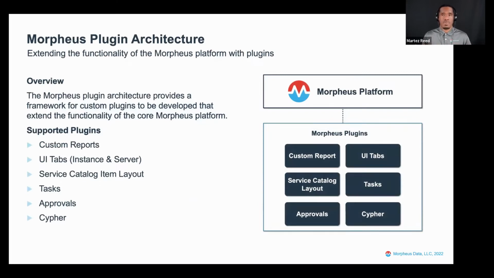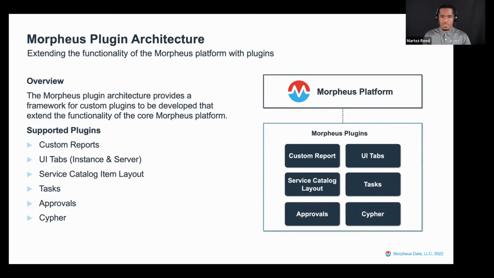Custom reports within the Morpheus platform is a plugin. The Morpheus platform has a plugin architecture that allows the platform to be extended to serve new use cases that are often business specific. So a given customer or partner has a use case very specific to their organization, or a customer that they are working with, and so there's a desire to extend the platform to meet a specific use case. The platform includes various plugin types.